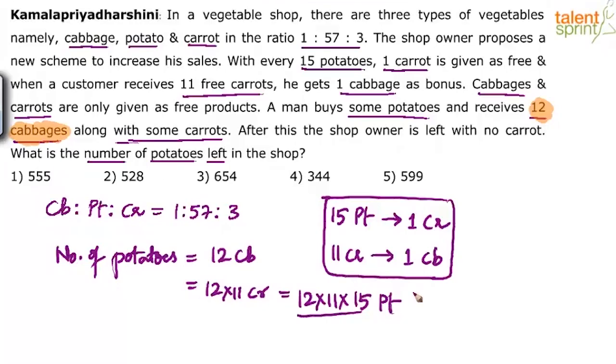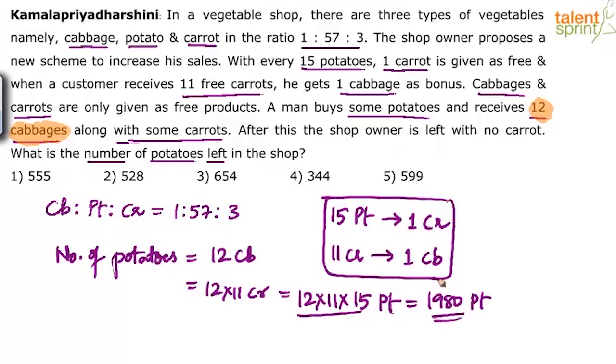So how many potatoes have been bought totally? Calculate this. 12 into 11, 132. 132 into 15, which is like 1320 plus 660. It will be 1980, right? He has bought 1980 potatoes.